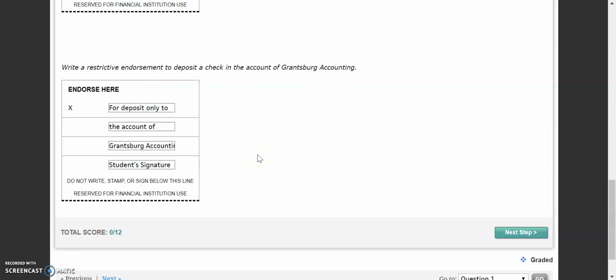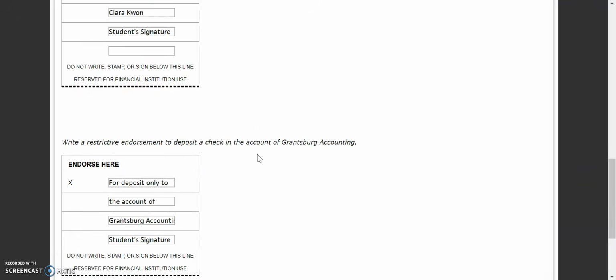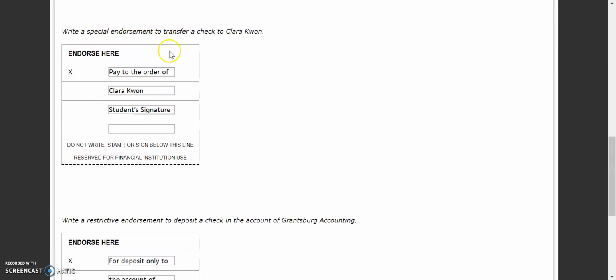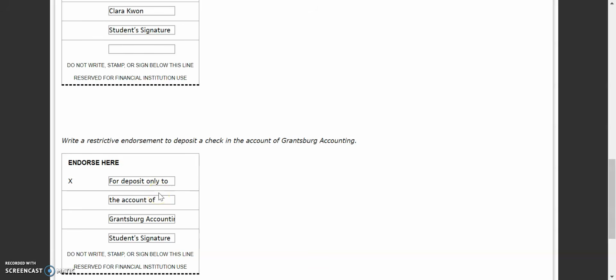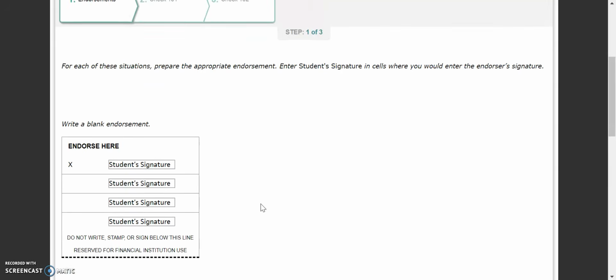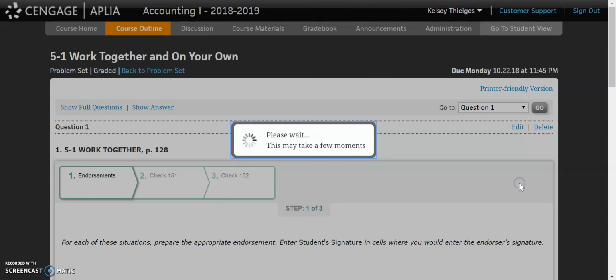I don't know that there's really a great way to remember these. You might just have to watch the lecture a few times, read the book, and practice your work togethers. A special endorsement is where we pay to the order of whoever's getting the check transferred to them. And a restrictive endorsement is where we say for deposit only into the account of, and then sometimes this could be an account number, sometimes it's just the name of the business owner, whatever it happens to be, and then of course your student signature. So those are our 3 endorsements. Let's head over and do our first check.